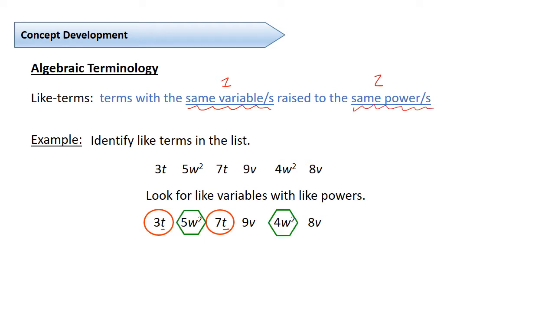Okay, so when we have a look here, we have 5w squared. Well, we need both the w and also the squared on our w, which is the case for this one, because we come over here: w, yes, squared, yes, good, they are like each other. And finally, 9v and 8v, well, that one's not too bad. v and v, they are like each other. We aren't worried about those numbers out the front. They can be different, or they could be the same number, but we only need to consider the variables and the powers whenever we are looking for like terms.